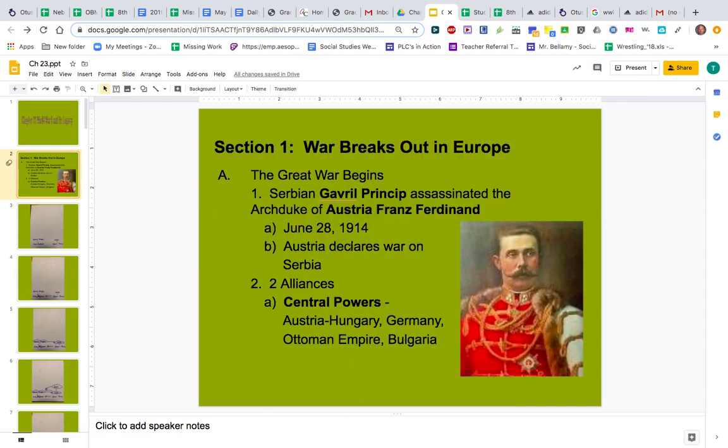So the United States remains neutral as long as we can. In fact, Woodrow Wilson gets elected president with the campaign slogan, he kept us out of war. He wins a second term in office because he kept us out of war. America did not want to go fight. Wars are expensive and people die.